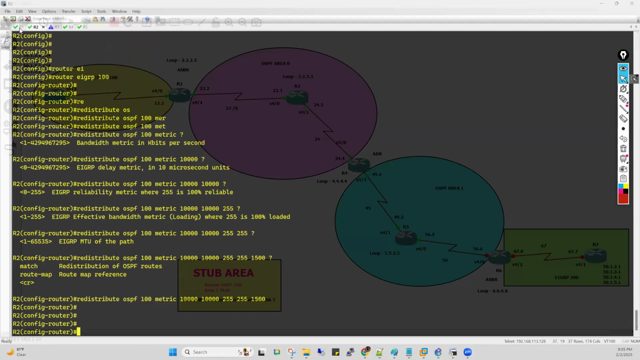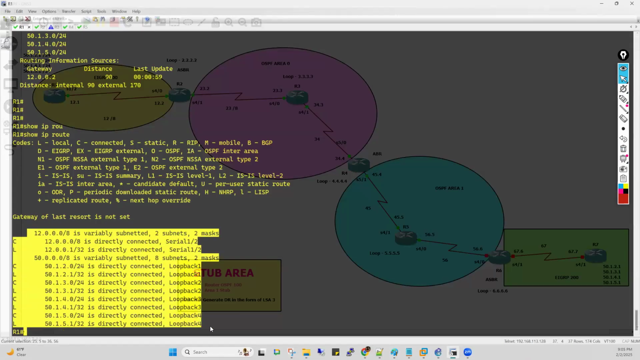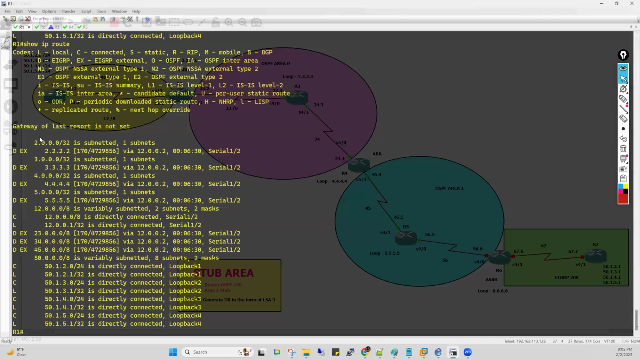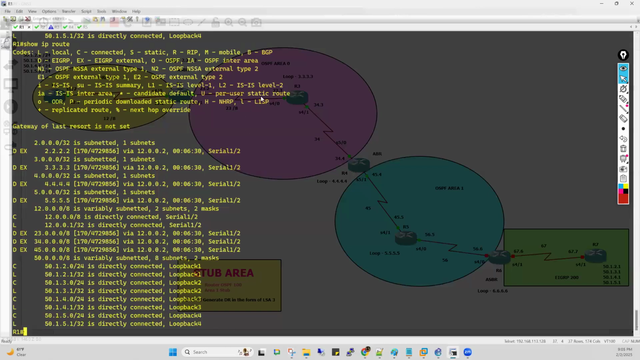Now come on R1 and see here. Previously we were not able to see all the OSPF routes, right? Now I am checking. See, are you guys able to see? In OSPF we have the 23 network. Are you able to see the 23 network? Tell me yes or no. What is the AD value? 170. Because EIGRP uses two AD values, 90 and 170, right?